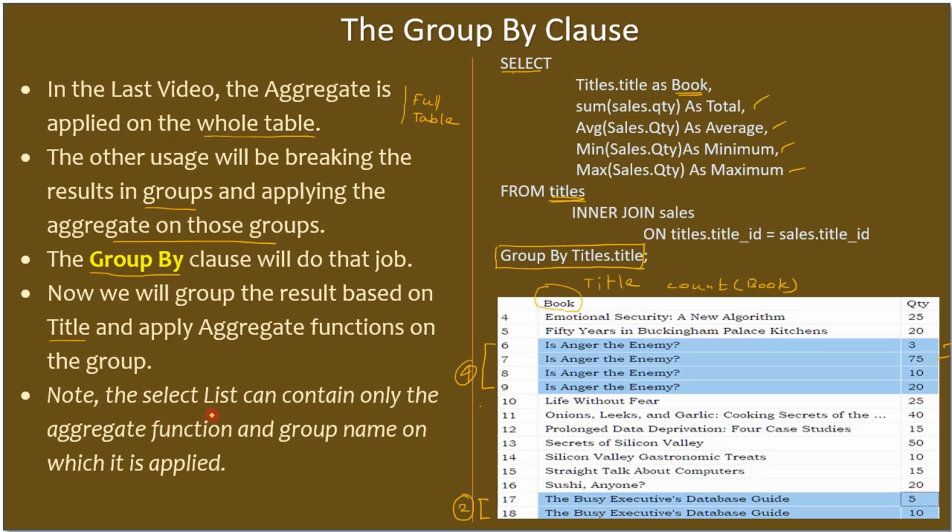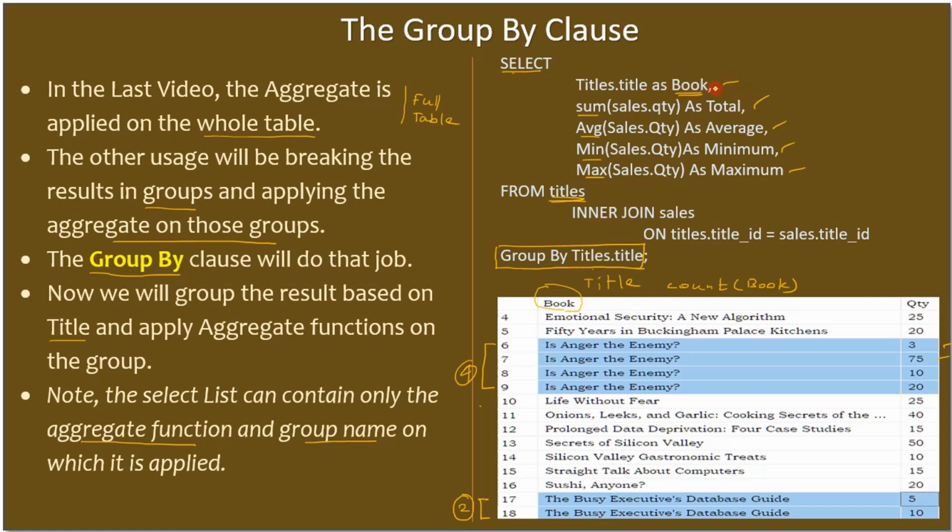Note the select list contains only the aggregate function and group name on which it is applied. So aggregate function sum, average, min, max, that's there in the select list. Then the group name, that's optional. If you want to include, you can include it. And here we are applying it based on title, right? So we can include only these two. Aggregate function you can include, and you can include the group name on which we are performing the group. Here group by includes title, right? So that can participate in the select list.